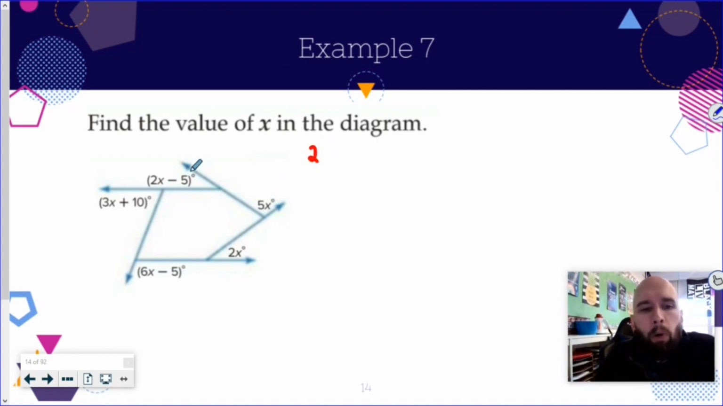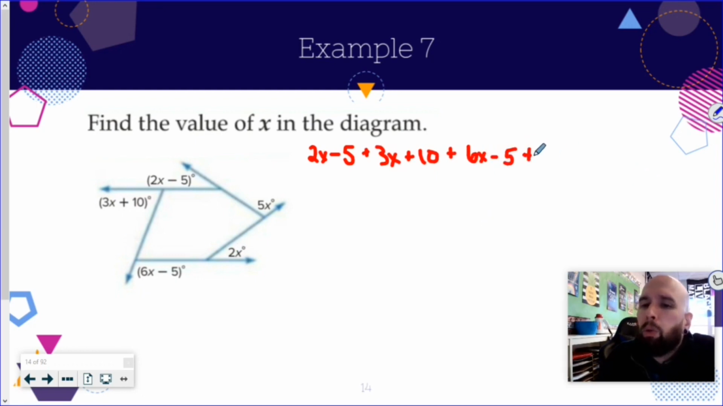So I'm starting with the top one, 2x minus 5. I don't need the parentheses there because if I'm just adding a bunch of parentheses, the parentheses are useless. The group becomes part of the whole. Plus 3x plus 10. What else? On the bottom, we have plus 6x minus 5. And then the bottom right, we have 2x. So I'm going to add 2x using my mouse, which is why this is slow. And we have 5x, and that should do it.